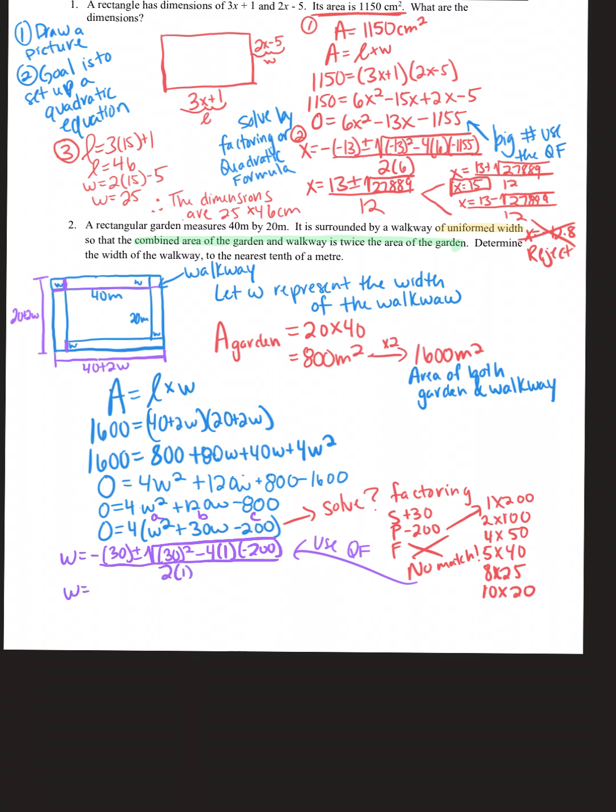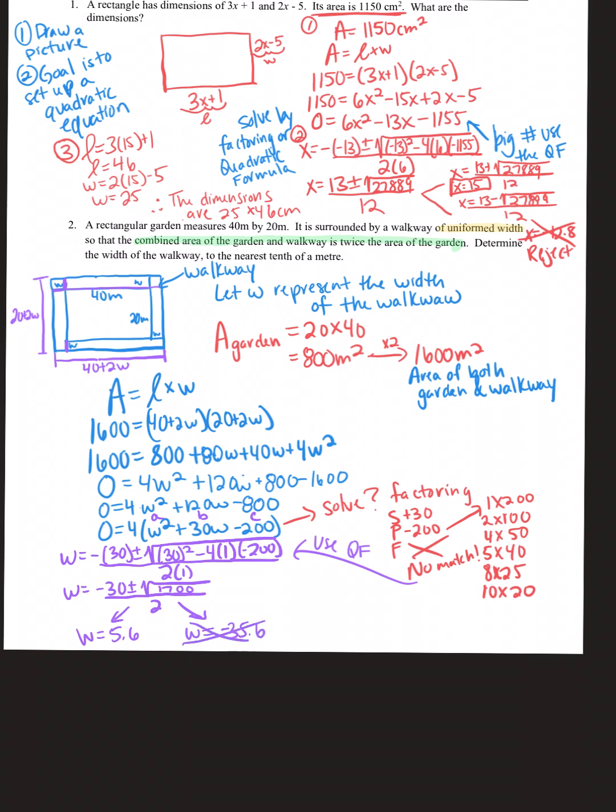So if we simplify, we're going to have a negative 30 plus or minus the square root of, this will simplify to 1700, all over 2. And then if we were to do the plus version and the minus version using the quadratic formula, we would have that W equals 5.6 and W equals a negative 35.6.